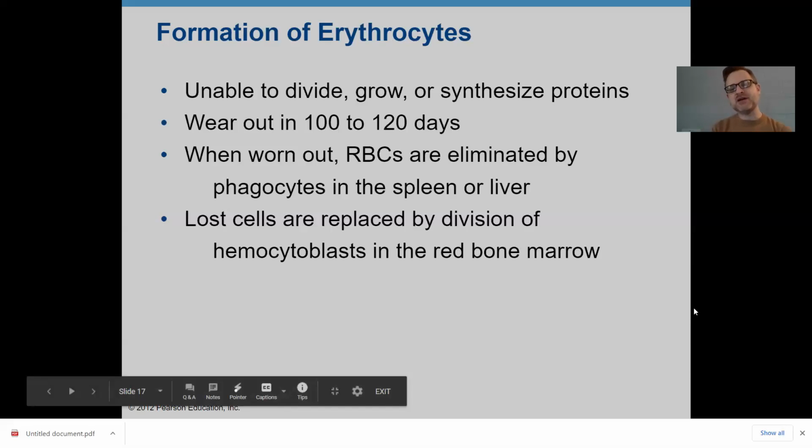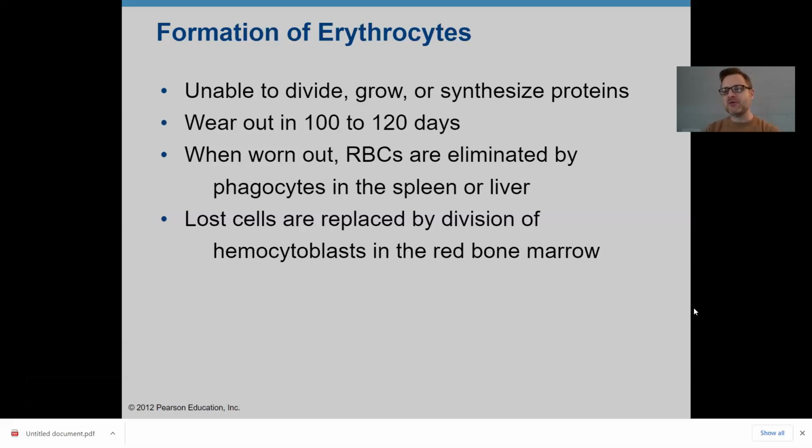Formation of erythrocytes, just a word. So these can't grow on their own. They come from bone marrow. They last about 100 to 120 days, so only a few months. So when red blood cells die, they die. They only live 100 or 120 days.